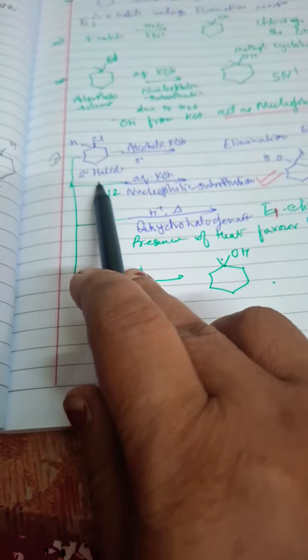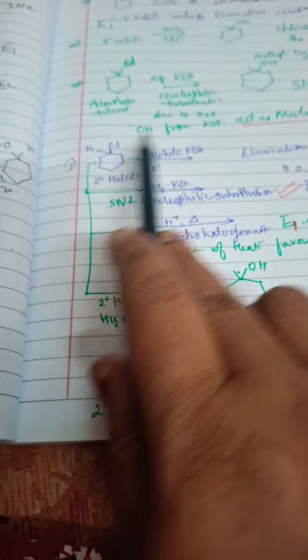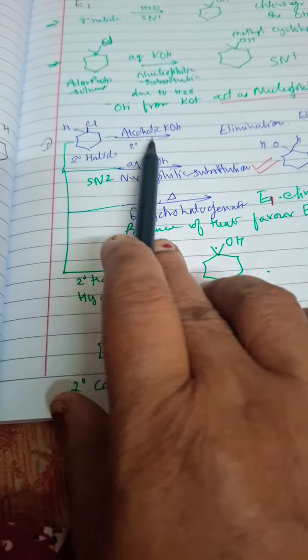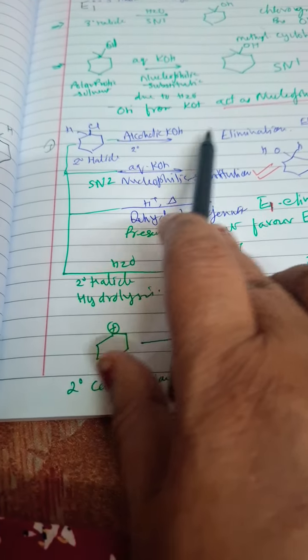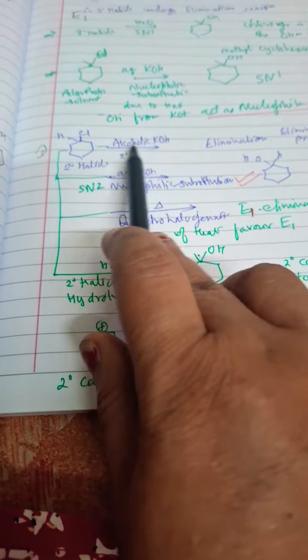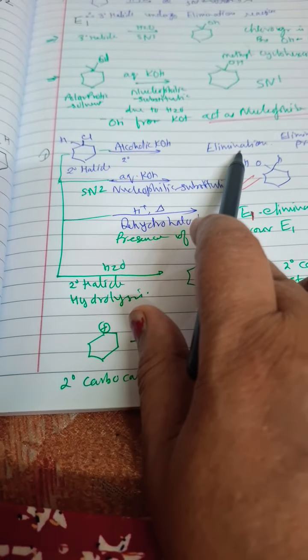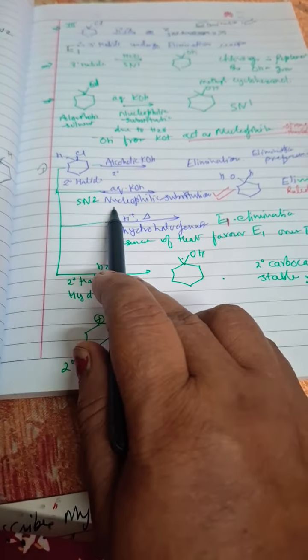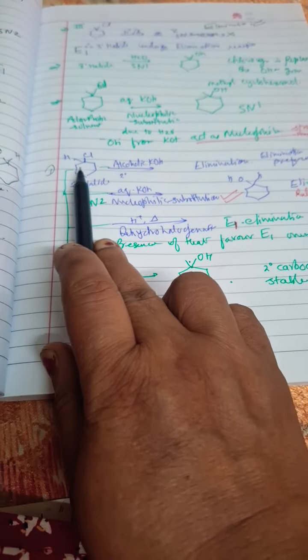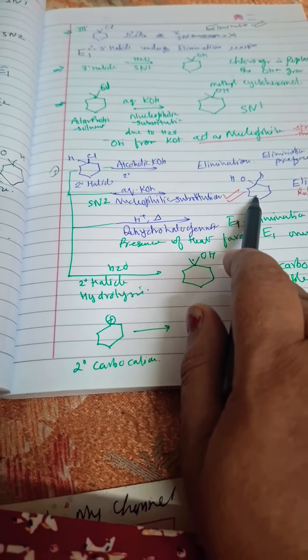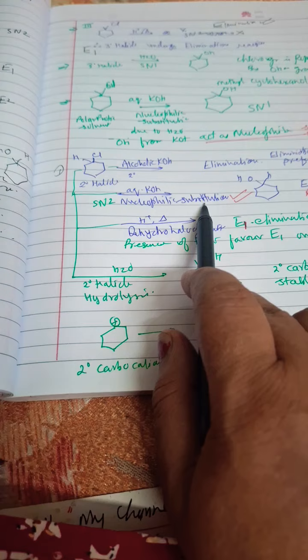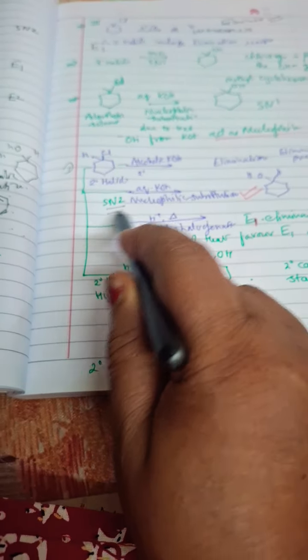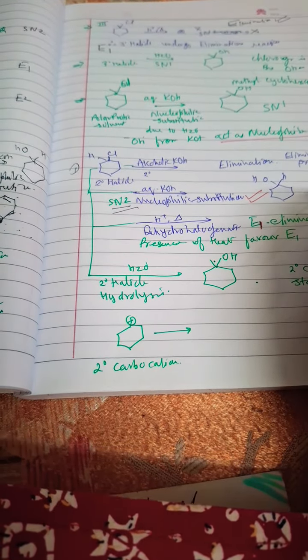Now we'll go for the first one. The first one and second one follow the same pattern, only one methyl group is there, so the first one and second one are exactly the same. With alcoholic KOH, an elimination reaction occurs, always alcoholic KOH gives elimination reaction and we'll get cyclohexene. SN2 reaction takes place when aqueous KOH acts on it, so it is nucleophilic substitution. Which type? SN2. So elimination is ruled out.